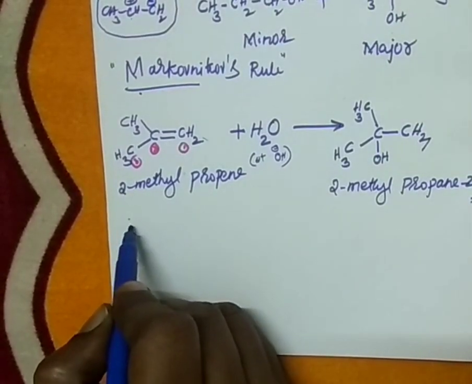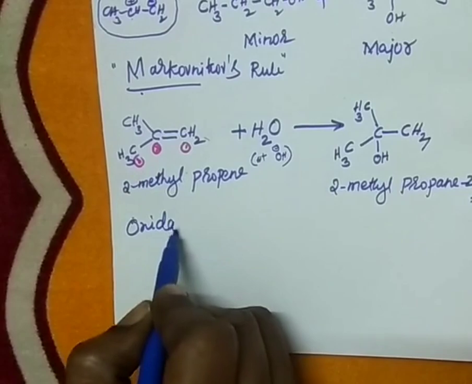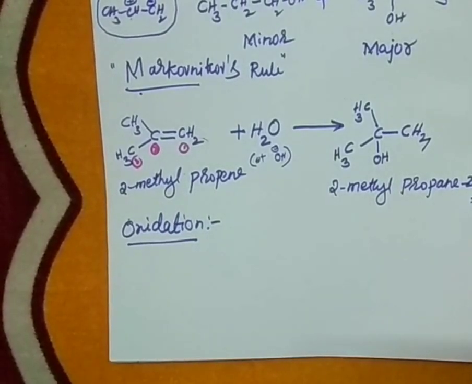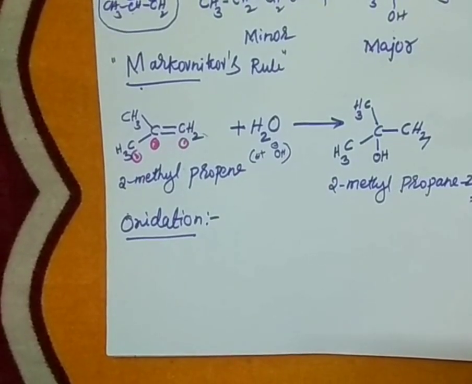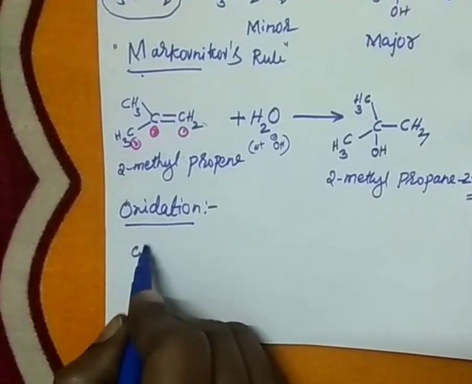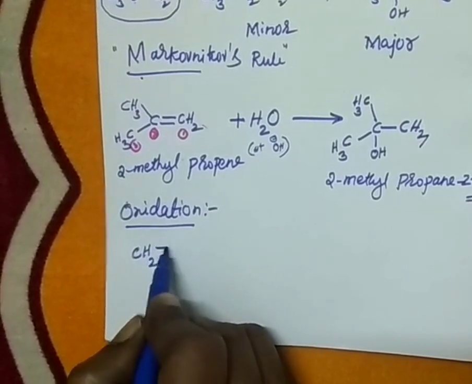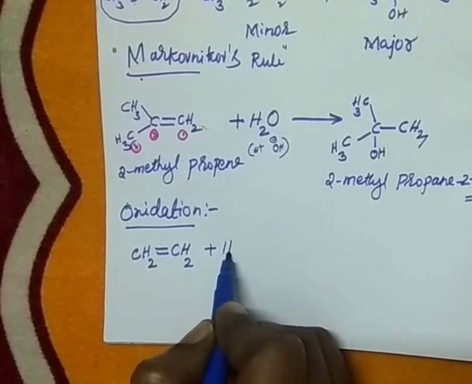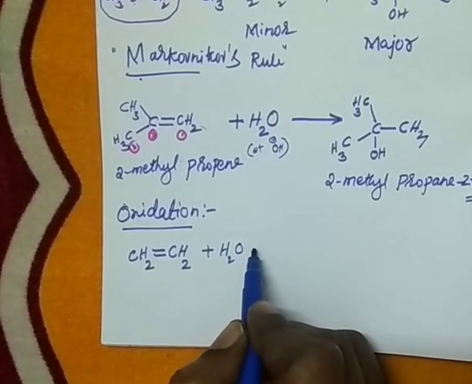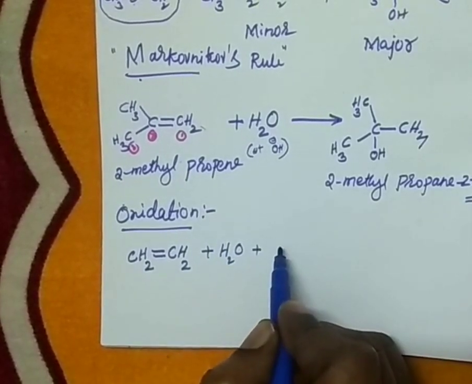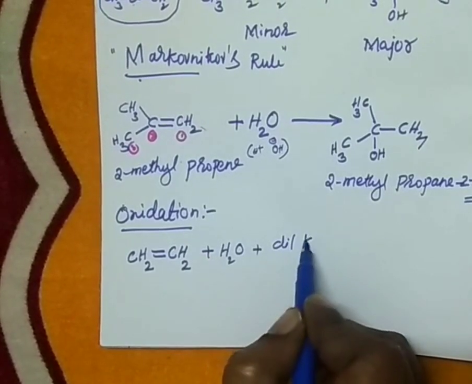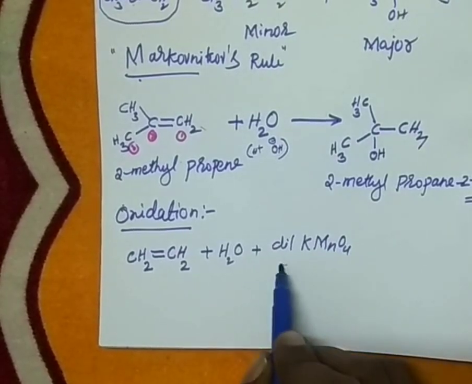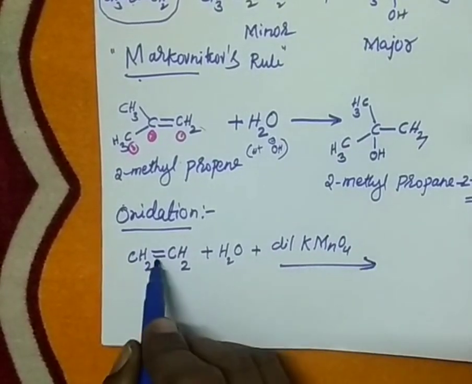Okay. Now, the oxidation reaction. This is a little different. As I said, oxidation means addition of oxygen. Reduction means addition of hydrogen. Again, here some oxidizing agents they have given. Remember only one. I am taking only one. Alkene in the presence of aqueous or dilute KMnO4, potassium permanganate, produces diols. Means it removes the double bond.